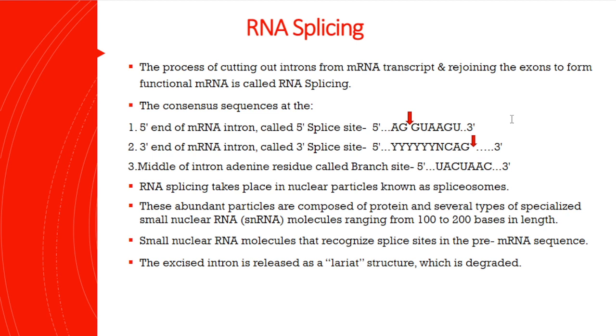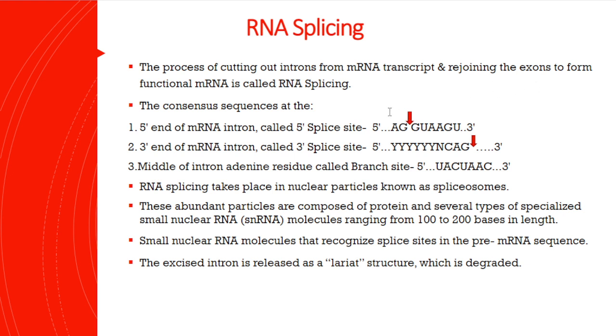Exon is the expressed sequence. It is a coding region, and it is any part of a gene which forms the final mature RNA product. And the introns are intervening sequences. It is a segment of DNA that is transcribed but removed by the RNA splicing process, and it is the untranslated region.